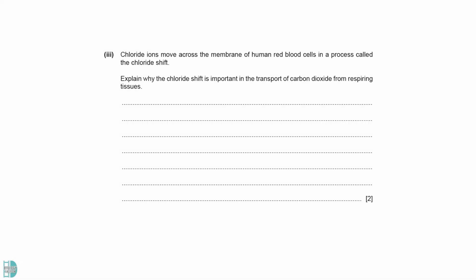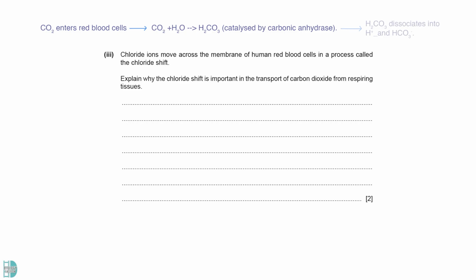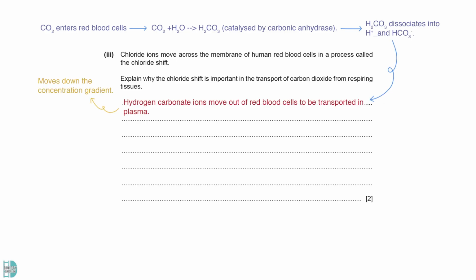3. Explain why the chloride shift is important in the transport of carbon dioxide from respiring tissues. When carbon dioxide produced by the respiring tissue enters red blood cells, it reacts with water to form carbonic acid. This reaction is catalyzed by carbonic anhydrase. It will then dissociate and form hydrogen carbonate ions and hydrogen ion. Hydrogen carbonate ions move out of red blood cells down their concentration gradient.